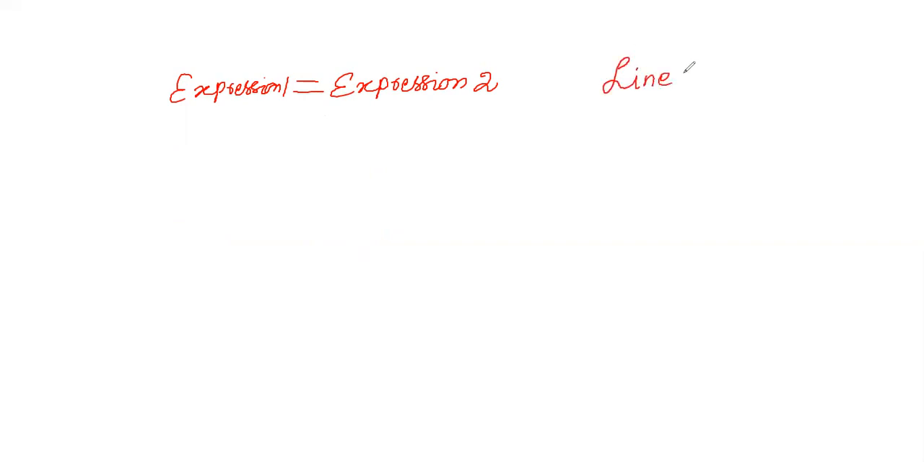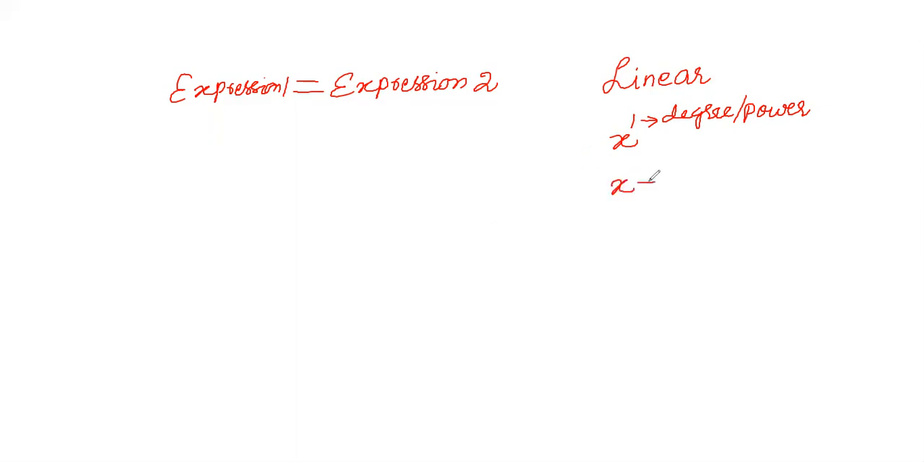Linear means the power is 1 here. The degree, you call the degree or the power. The power of the equation is 1 here. Which means that if the degree is 1, you will have one solution. You will have one answer for x or y or z, anything. You will have one solution. So that's why it's called a linear equation.